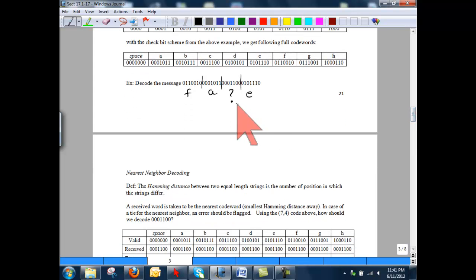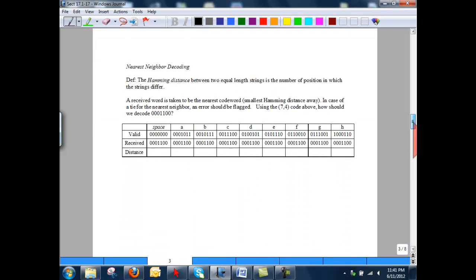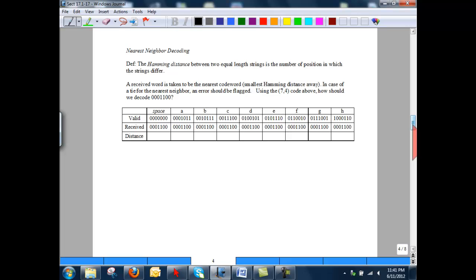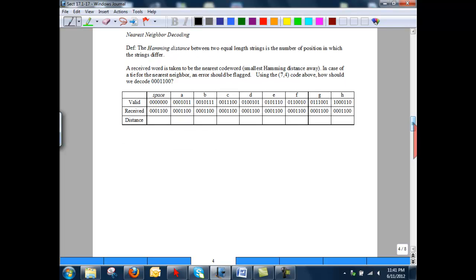Let's try to capture that idea of being close. We measure closeness with some distance measurement. Like we can measure physical distance in miles or kilometers. In coding theory, we can measure distance between strings as the so-called Hamming distance. It's the number of bits that are different. It's the number of positions in which the strings differ, where one has a 0 and the other has a 1.